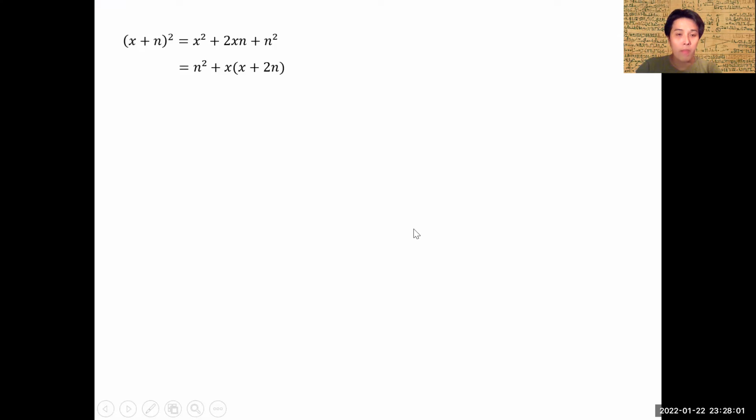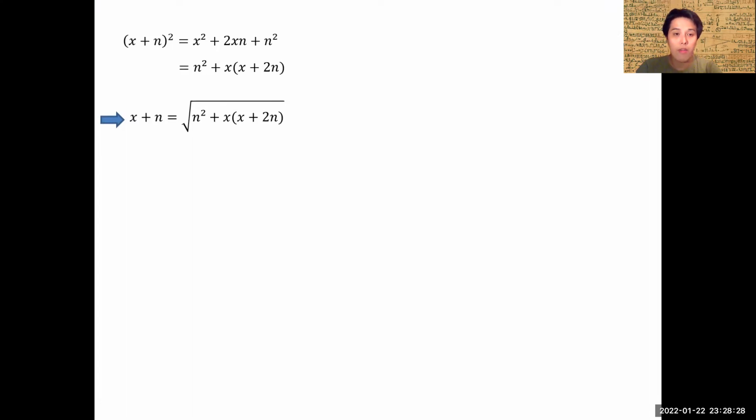So x plus 2n. Before I look at x plus 2n, I have to bring the square root over. If I take the square root on both sides, x plus n will be left on the left, and on the right, it will be the square root of n squared plus x times x plus 2n. I hope this part makes sense.